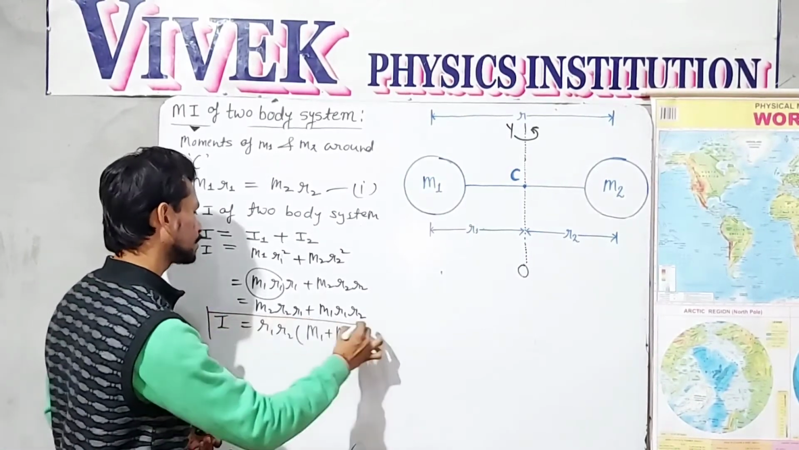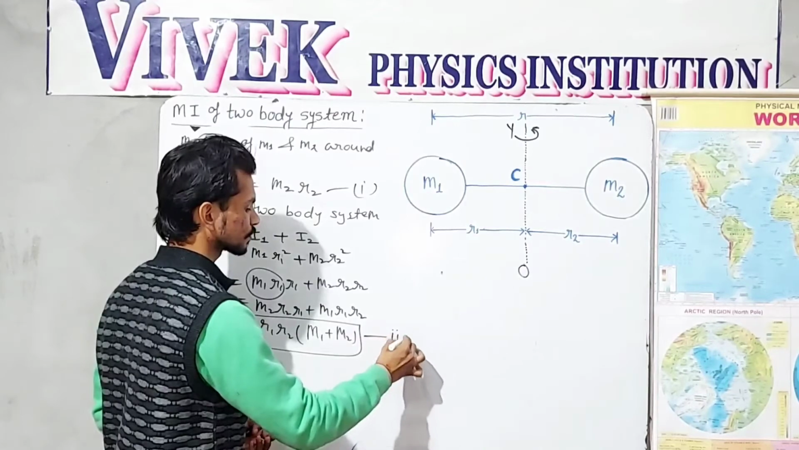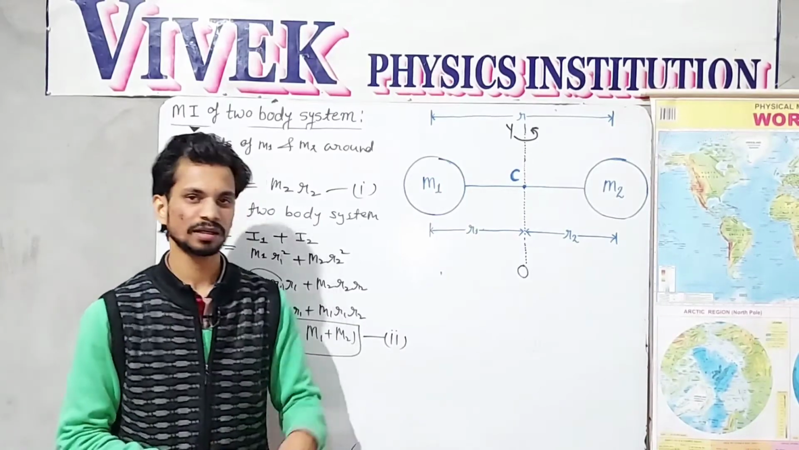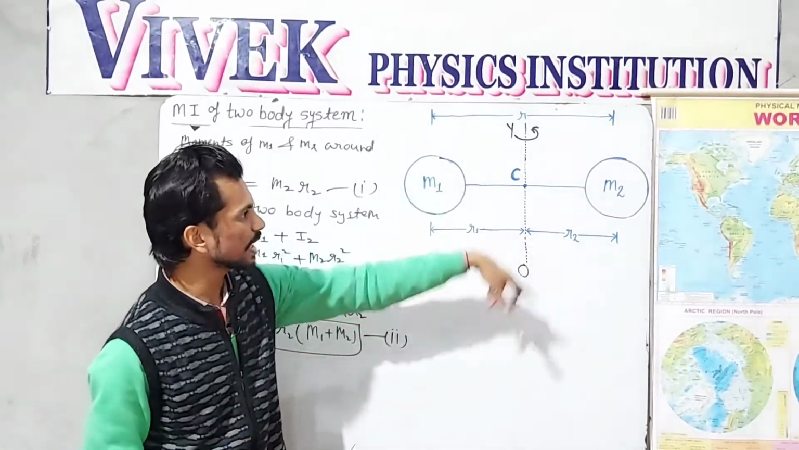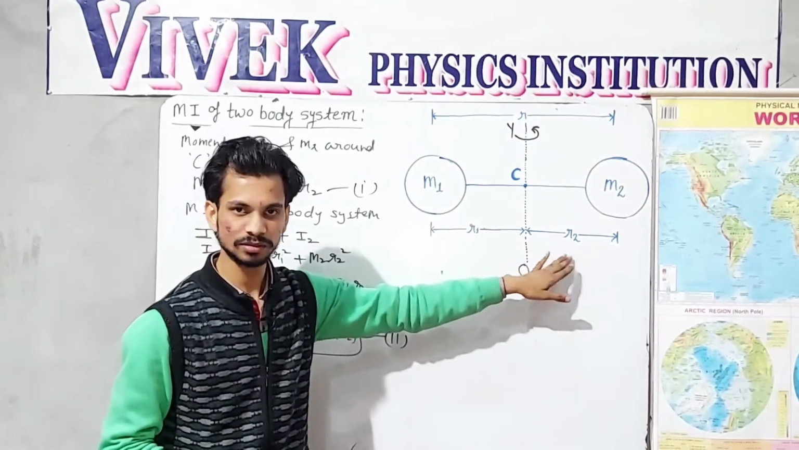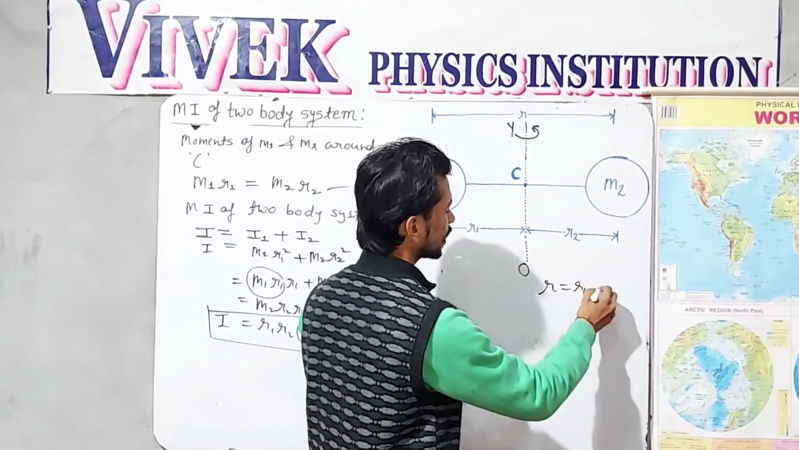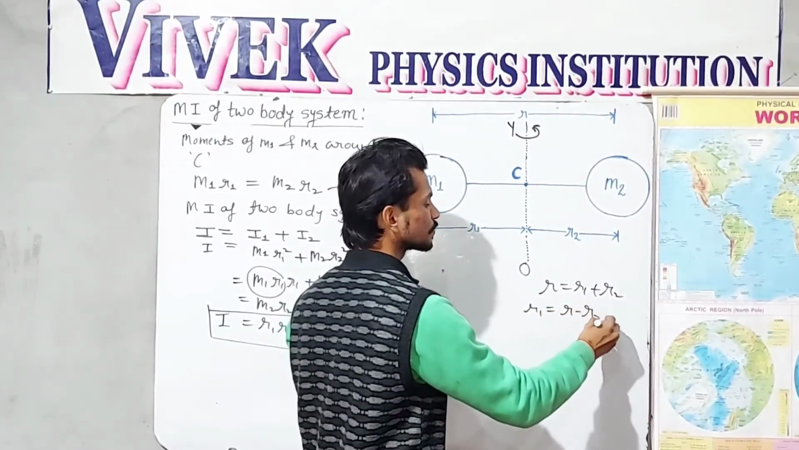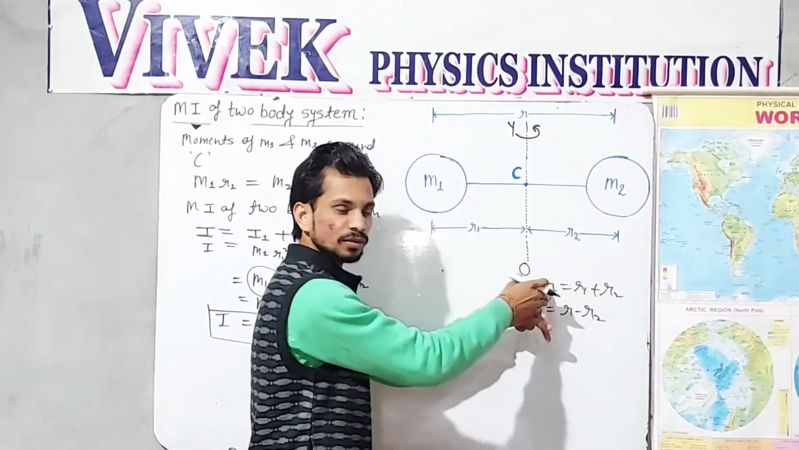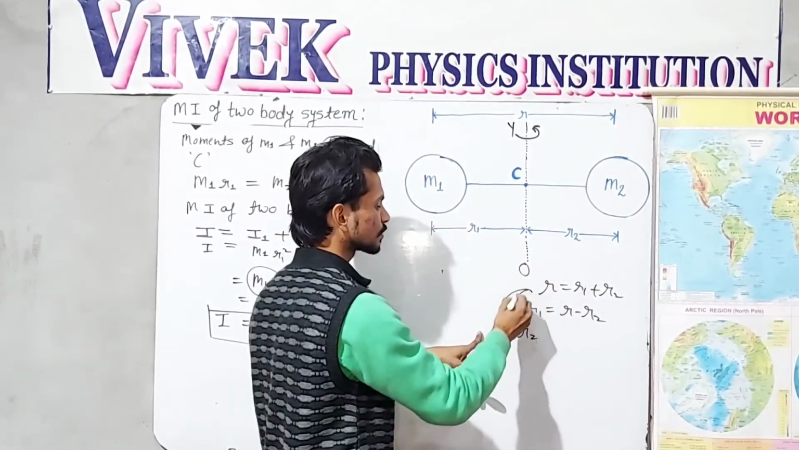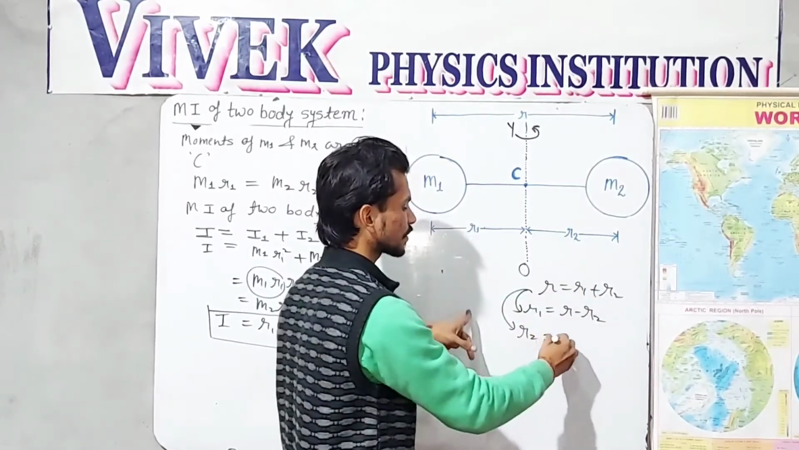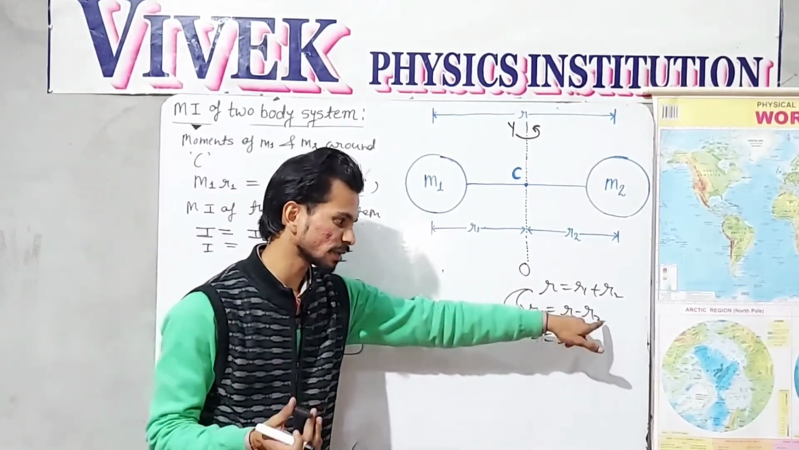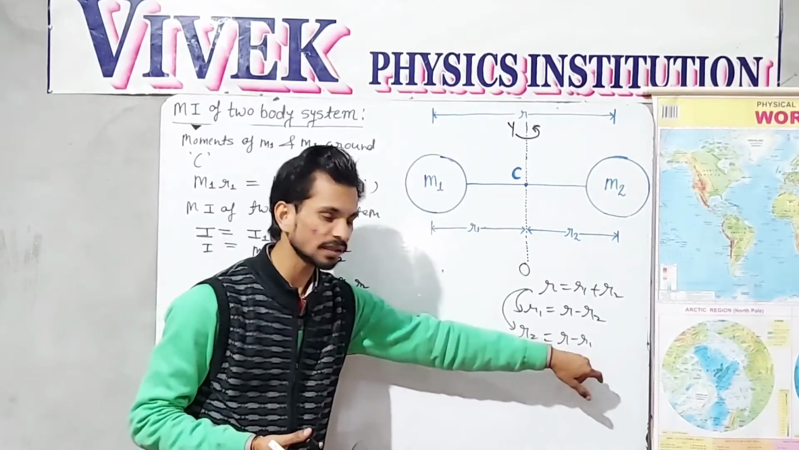So we can again use equation number 1. How can we hide them? I am using this fact from this diagram that r equals r1 plus r2. One by one I can exchange r1 in terms of r and r2: r1 equals r minus r2. And what about r2 from here? r2 is nothing but r minus r1. So one by one I can put r1 in terms of r and r2, and r2 in terms of r and r1.